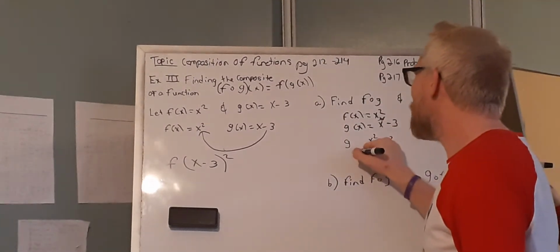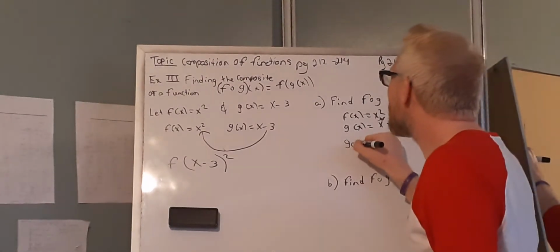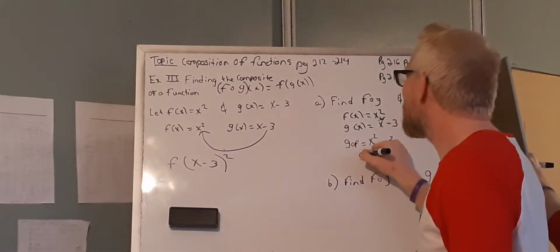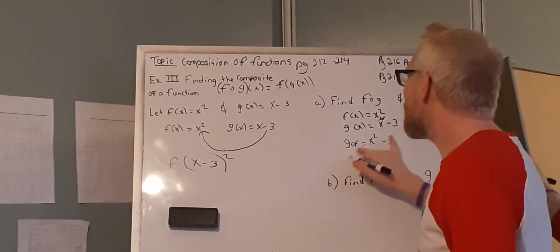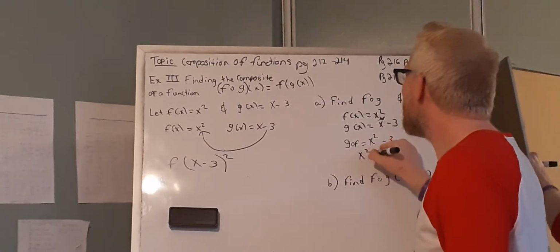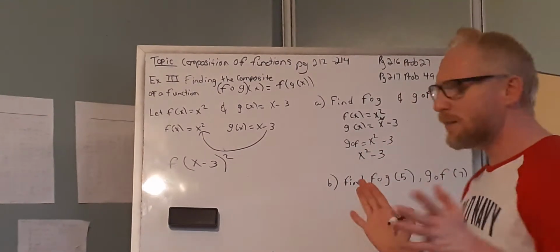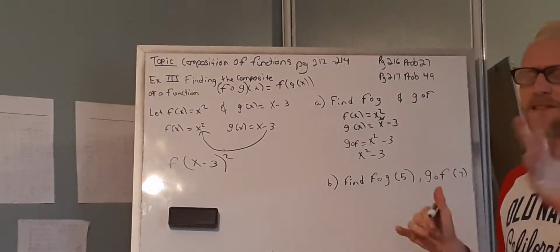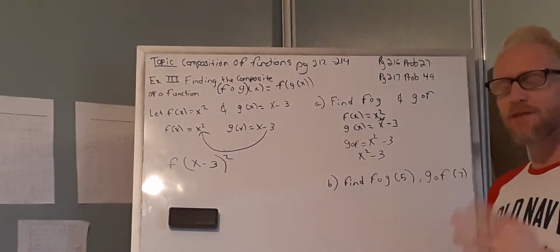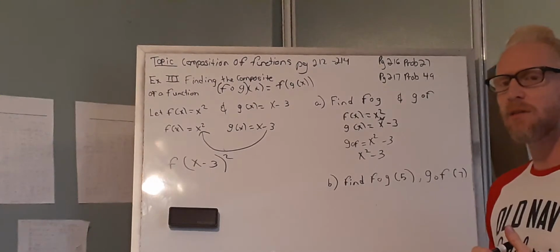So g of f equals x squared minus 3. And that's it. That's as simple as that. That's all I did for the exercise. I don't really need to do anything else.